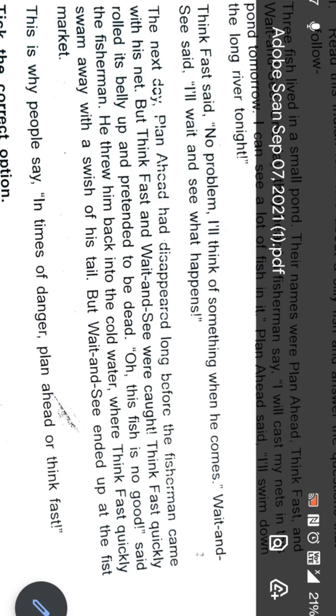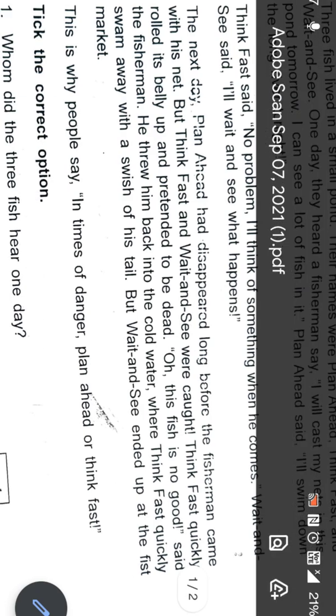So this is why people say, in times of danger, this is what we learn from this passage. This is the crux of this passage. In times of danger, plan ahead or think fast. Otherwise, you will never be able to succeed. You will never be able to escape out of the danger. Either you plan ahead, you plan in advance, or you think fast of the solution to the problem.